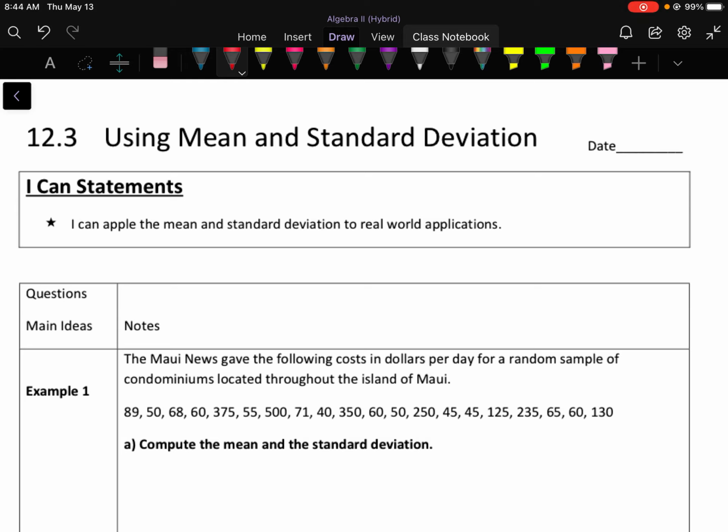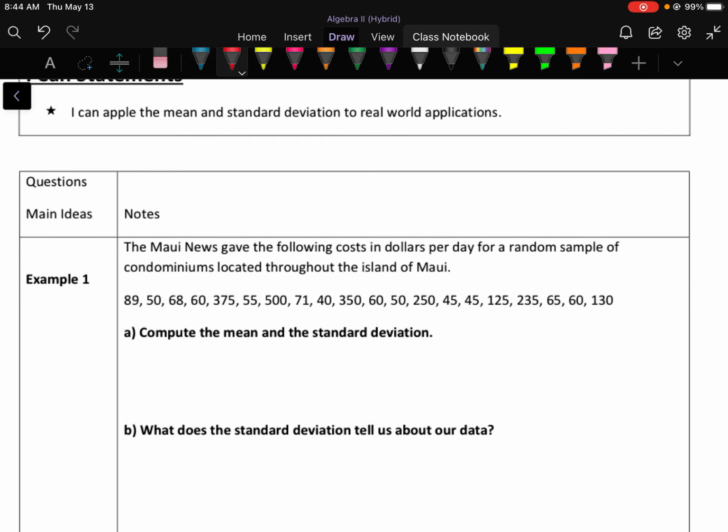And it's the exact same thing, except now we're going to put a little meaning behind the standard deviation number at least. So the Maui News gave the following costs in dollars per day for a random sample of condominiums. Condos, man, must be an English class here. You gotta use the big words. Condos located throughout the island of Maui. Okay, so you can see 89, 50, 68, and so on. So it says compute the mean and the standard deviation.